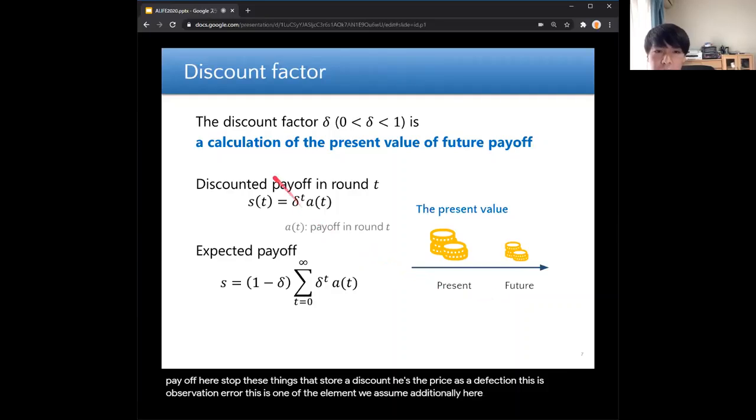Additionally, we assume discount factor. Discount factor delta is a calculation of the present value of future payoff. The payoff you get in the future is worth less than in present. The discounted payoff is given by δ^t. The larger t is, the more the payoff is discounted. Therefore, the expected payoff is given by this. Here we use this formula when we calculate the present value of future payoff.